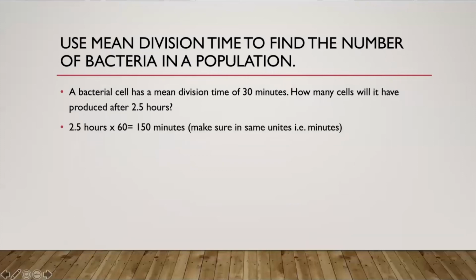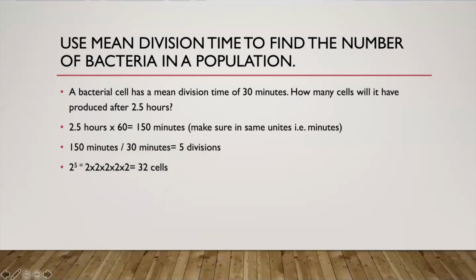So we have 2.5 hours and we want to put this into minutes. To get into minutes, we multiply by 60, and this is 150 minutes. And we want it in minutes because the mean division time is given to us in minutes. So now, to find out the number of divisions, we do 150 minutes divided by 30 minutes. And this shows us that the cell has divided 5 times. We have 5 divisions.